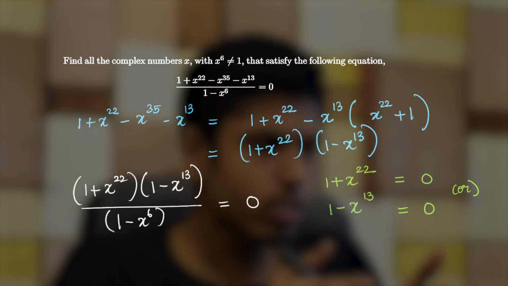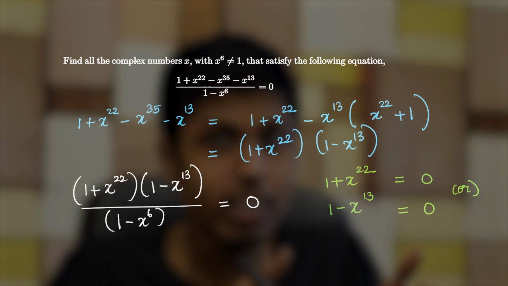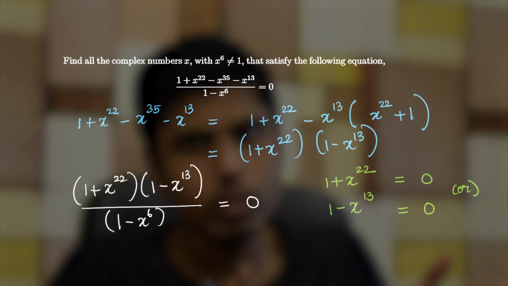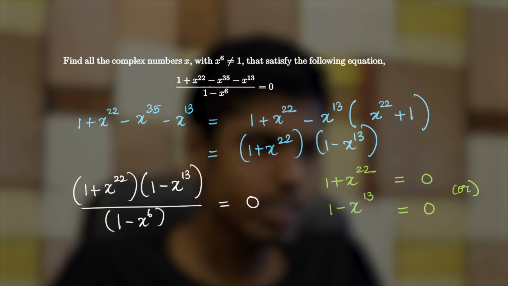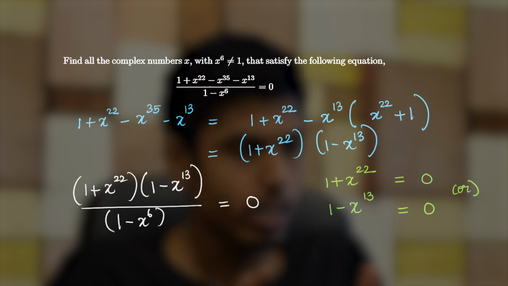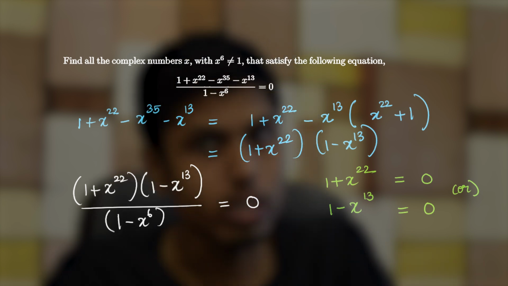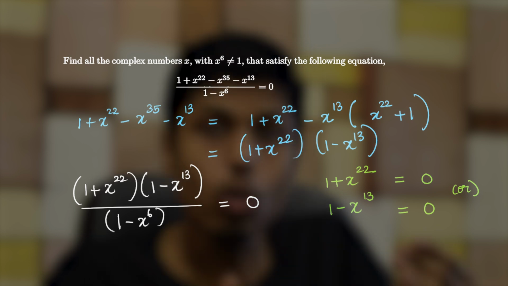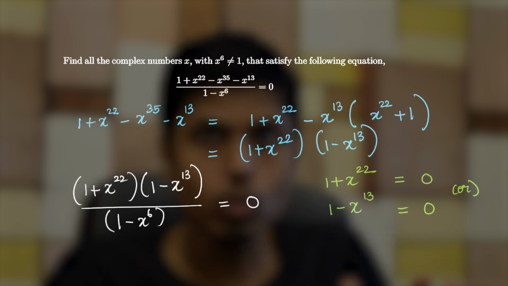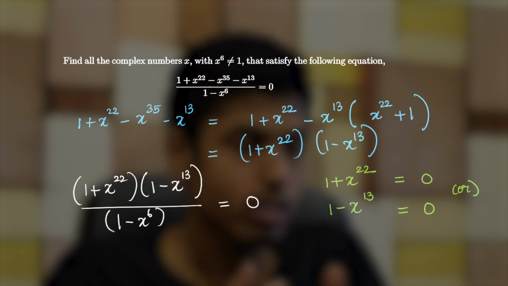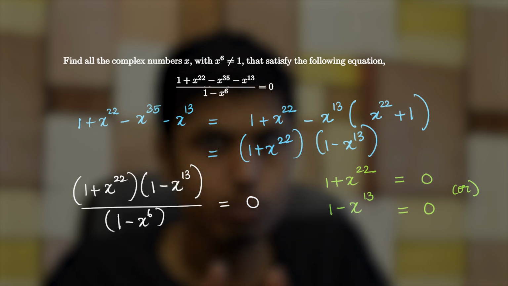But there is the term 1 minus x power 6 hanging in the denominator. What should I think about that? Should I consider the values for which it is 0? Of course you have to consider it, but note that x power 6 cannot be equal to 1. So x cannot take that value. So you have to avoid the roots of 1 minus x power 6.